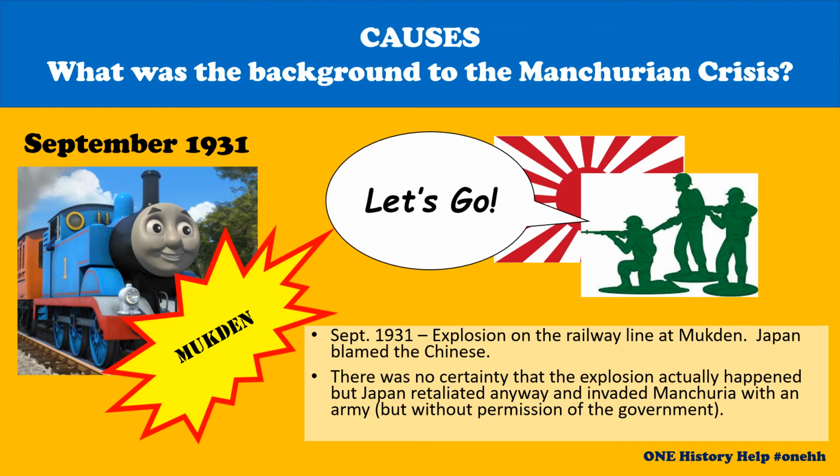But nonetheless, Japan used this as their reason to invade. Following on from the explosion in September 1931, they invaded Manchuria with their army. Again, it is referred to as the Imperial Japanese Army.